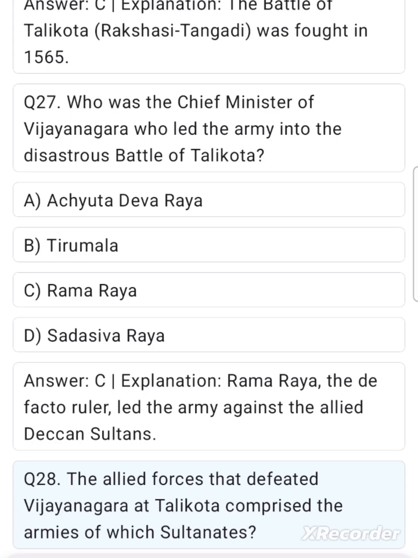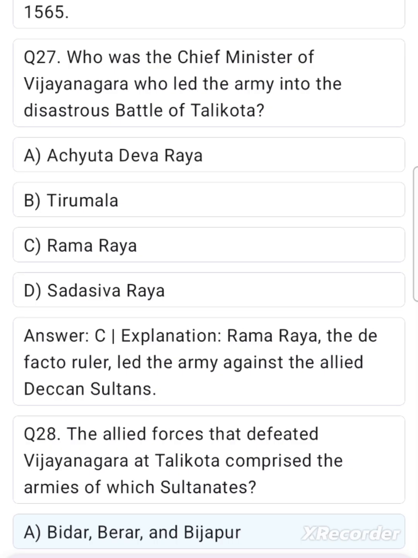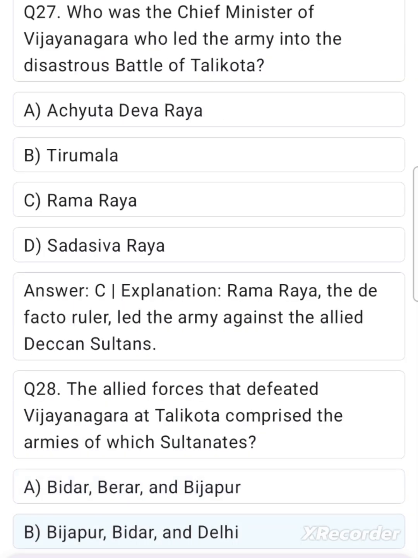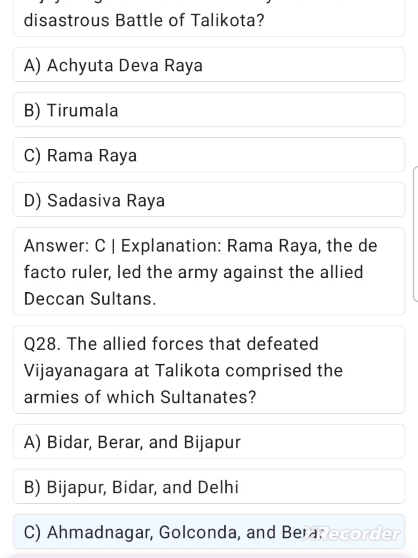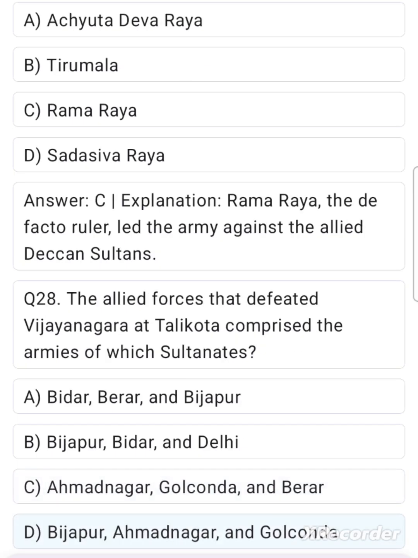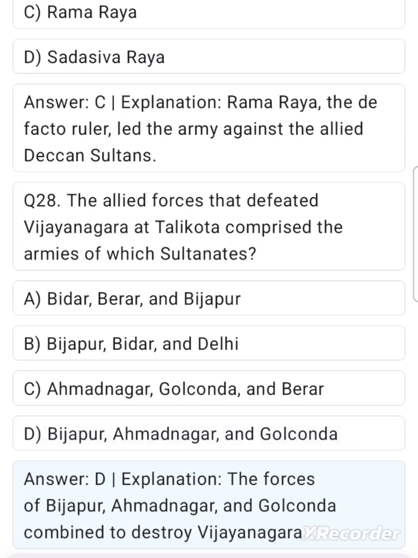Q28. The allied forces that defeated Vijayanagara at Talikota comprised the armies of which sultanates? A. Bidar, Berar, and Bijapur. B. Bijapur, Bidar, and Delhi. C. Ahmednagar, Golconda, and Berar. D. Bijapur, Ahmednagar, and Golconda. Answer. D. Explanation. The forces of Bijapur, Ahmednagar, and Golconda combined to destroy Vijayanagara.